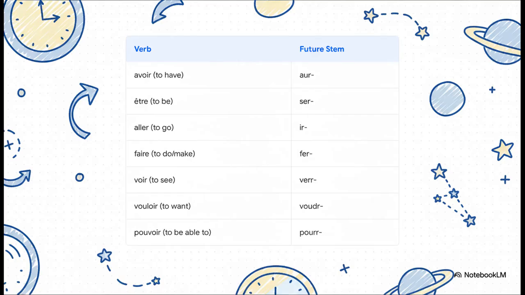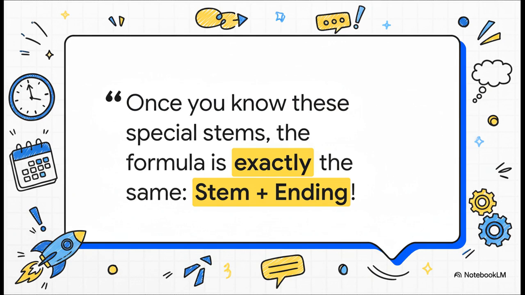So this list here covers some of the big ones. To have, avoir, becomes aur. To be, être, becomes ser. And one of the most common ones you'll ever use, to go, aller, has this tiny little stem, just ir. Yeah, these you'll have to memorize, but once you get them, you are set. And here is the absolute cheat. Even for these VIPs, the formula doesn't change one bit. Once you know that special stem, you just pop on the exact same ending we learned earlier. It's always stem plus ending. No new rules to learn.